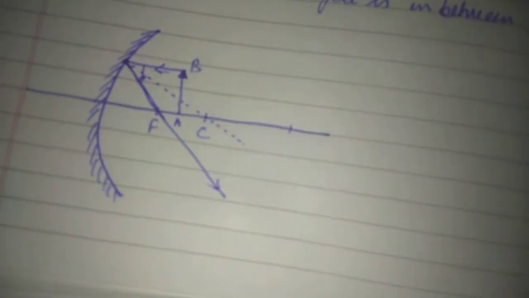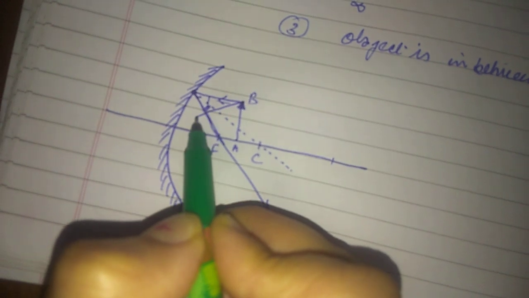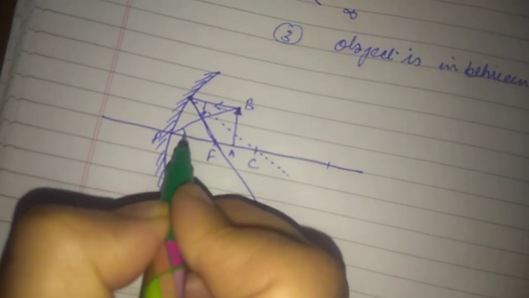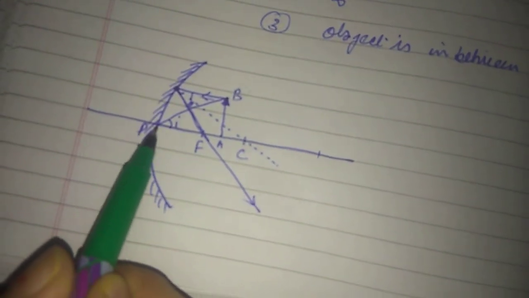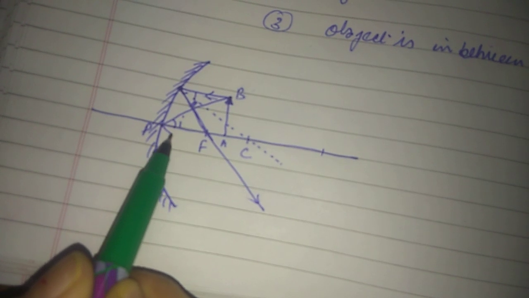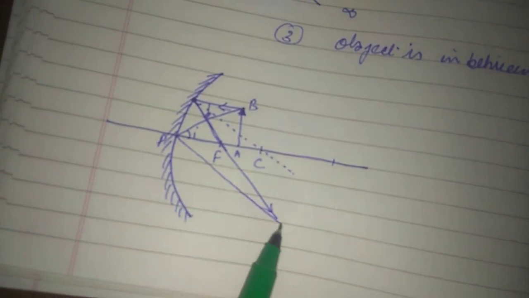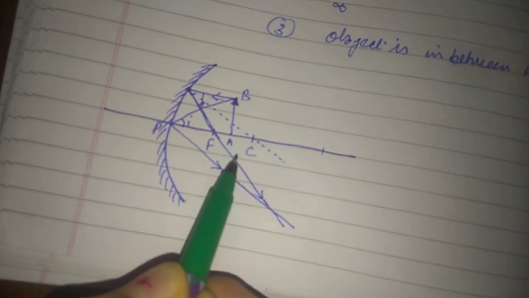And second ray we can consider, which is going to fall on the pole. So this is the angle of incidence. So making the same angle of reflection. You can see the rays will meet at some point.